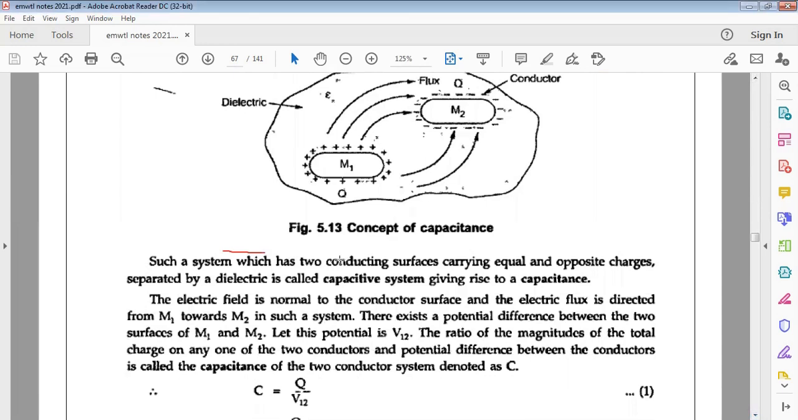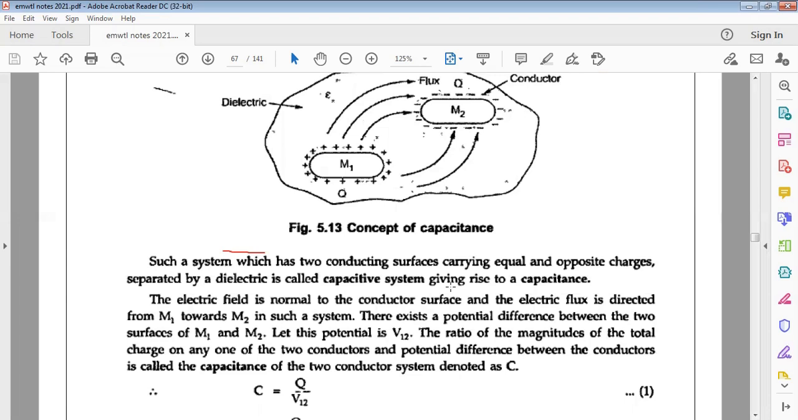Such a system, which has two conducting surfaces carrying equal and opposite charges separated by a dielectric, is called a capacitor system, which gives rise to a capacitance. Assume these are two parallel plates with charges plus and minus, and in between them a dielectric of permittivity epsilon. Then C is equal to epsilon A by d, which is the capacitance of the capacitor.